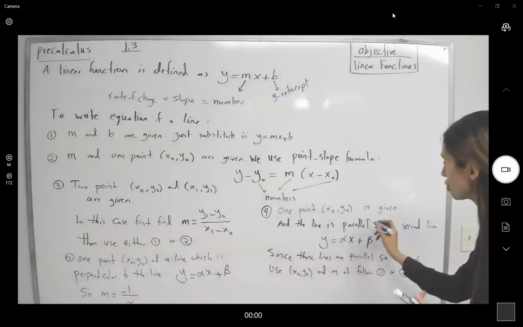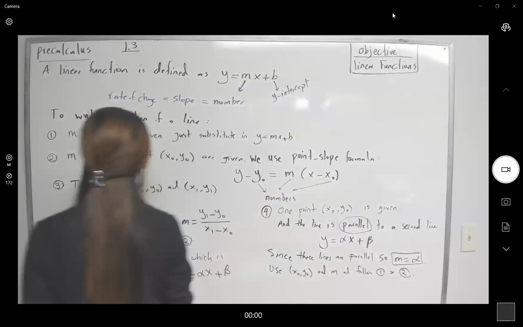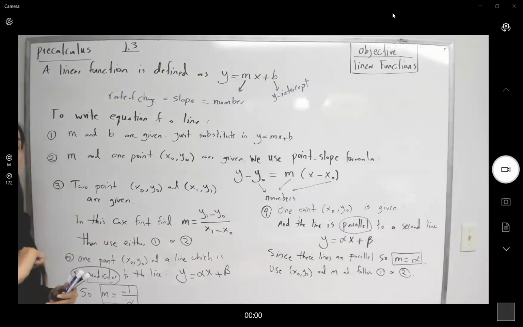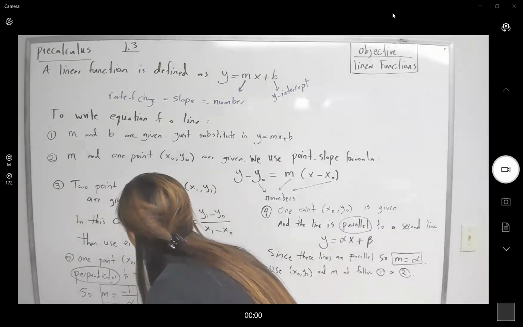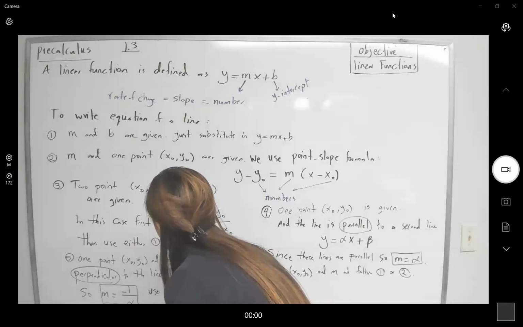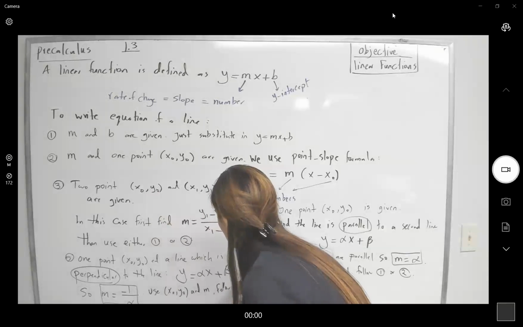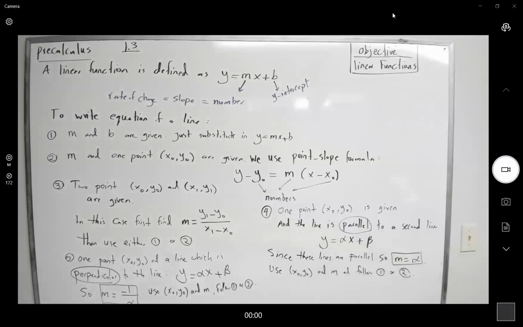If they are parallel to each other, M and alpha are the same number. If they are perpendicular to each other, then M is -1 over alpha. You have to flip the slope and multiply it by a negative sign. Then use x sub 0, y sub 0, and M, follow 1 or 2. So this is the fifth scenario that you might see when you're trying to write equation of a line.